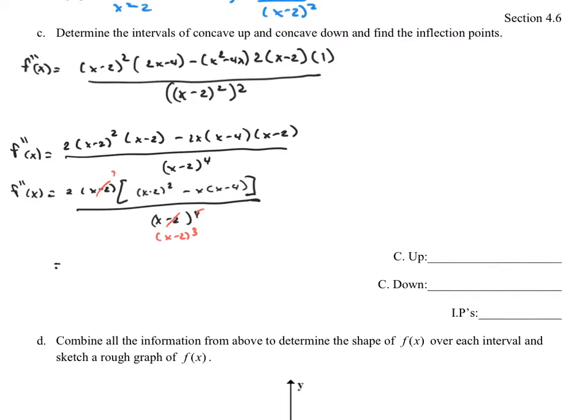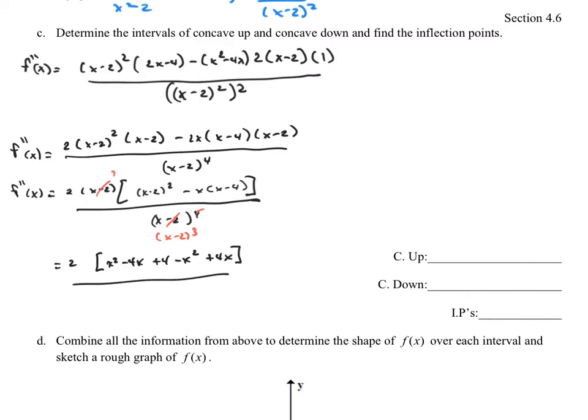So on top, I'm left with 2 times, and let's go ahead and distribute out the top, (x minus 2) squared, foiling it. I'd have x squared minus 2x, which would be minus 4x. Then I'd have a plus 4. I'm going to distribute the negative x through, so I'd have negative x times x is minus x squared, and then the negative x times the negative 4 is actually plus 4x.